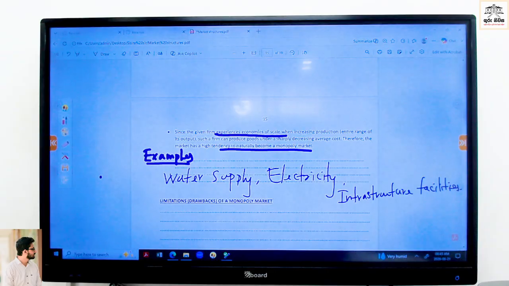So in economics we expect all markets to be perfectly competitive, but unfortunately in reality we can't find perfect examples of a perfectly competitive market. So monopoly is one of the market structures. We can't avoid that; in economics we can see it exists. So my point is, we know that it's not a good market structure. Now we are going to discuss the disadvantages, the limitations of having a monopoly market. This is also really important. Write down, there are 5 points.